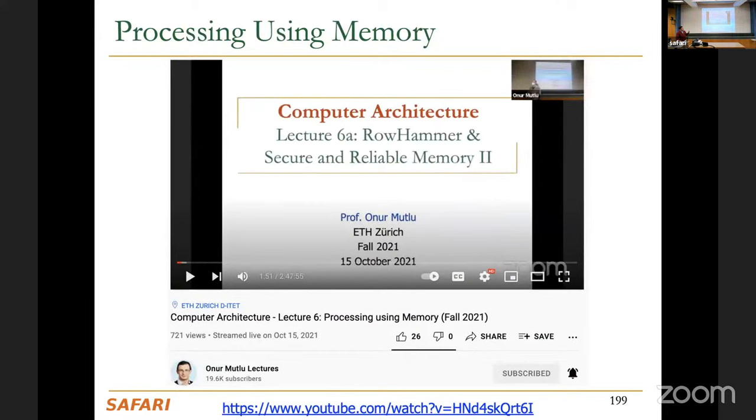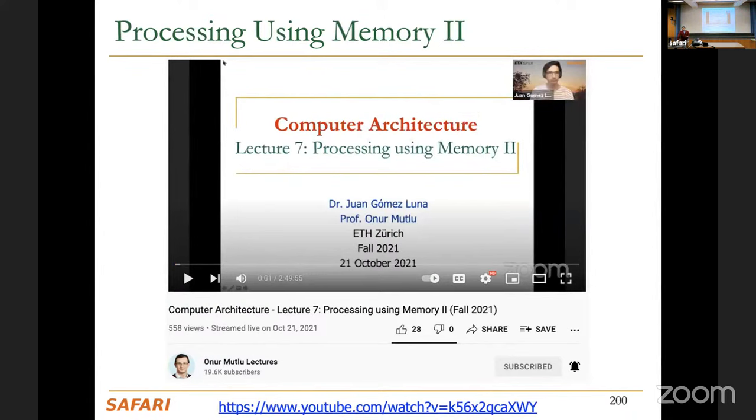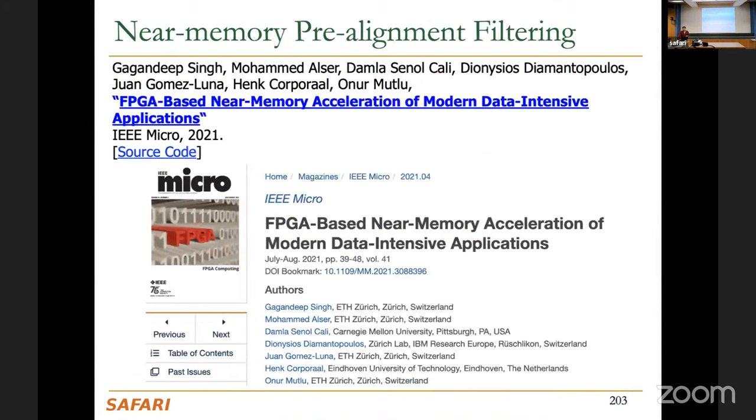If you are interested in learning more about processing using memory or in memory or near memory, you can watch these videos and also these papers. This will give you insights also into how you can use high bandwidth memories and implement genomic applications to accelerate them.